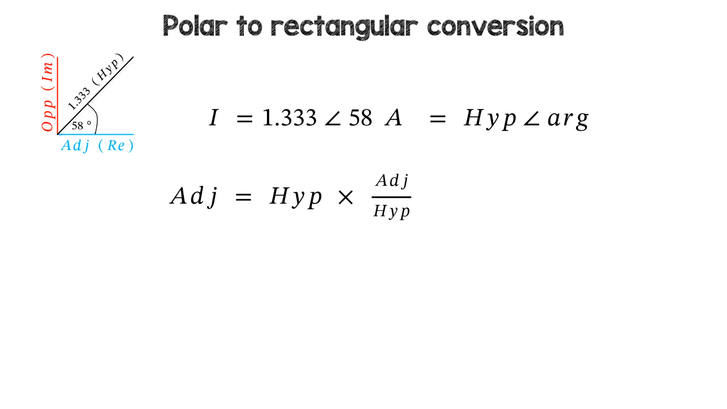Adjacent is equal to hypotenuse times adjacent over hypotenuse, because the hypotenuses cancel. But adjacent over hypotenuse is the cosine function. That's what it is. So the real part is going to be the polar modulus or hypotenuse times the cosine of the argument.